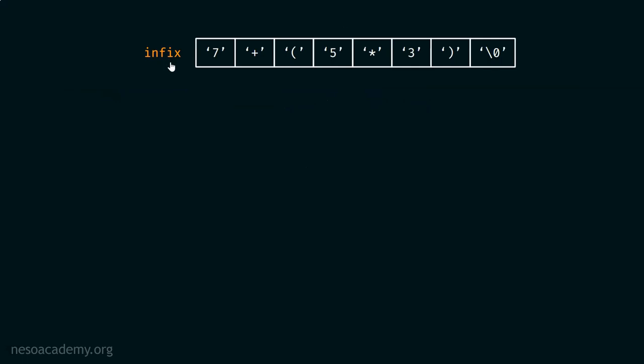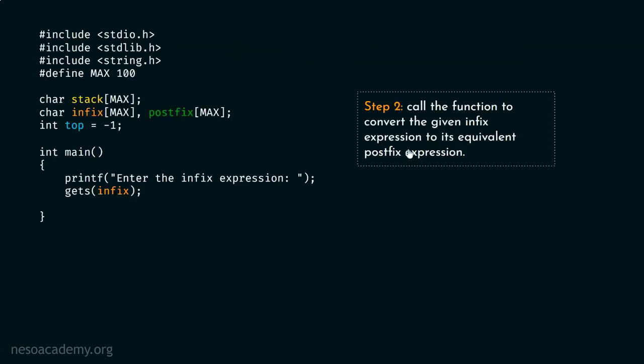This is how our infix array looks after receiving the input from the user. Here you can see we have all the characters within this infix array. And at the end, we also have \0. Obviously, the gets function will automatically add this \0 at the end to indicate the end of the string. So in total, we have 8 characters in this infix array: 7, plus, left parenthesis, 5, star, 3, right parenthesis, and \0. Total 8 characters. Now, step 2 is to call the function to convert the infix expression entered by the user to its equivalent postfix expression.